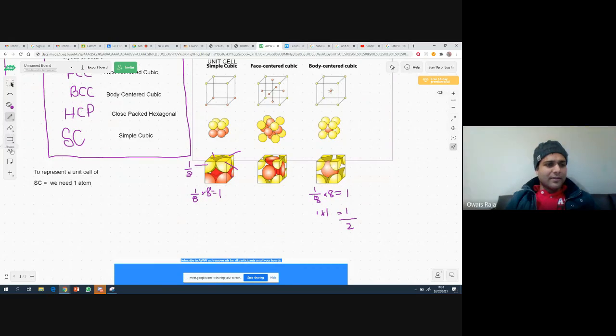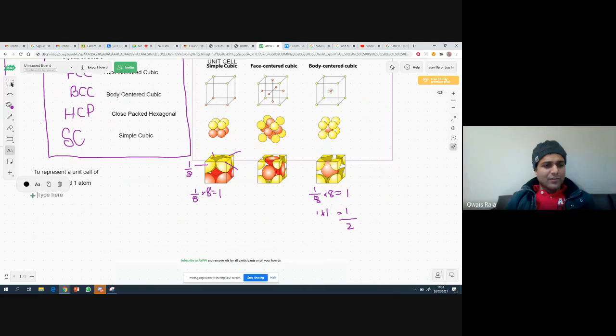So if we say we need to represent a unit cell of, let's say, the BCC, we need 2 atoms. Okay. We need 2 atoms, at least 2 atoms.